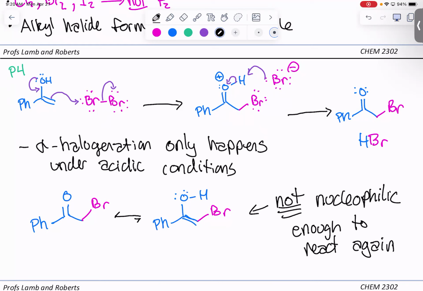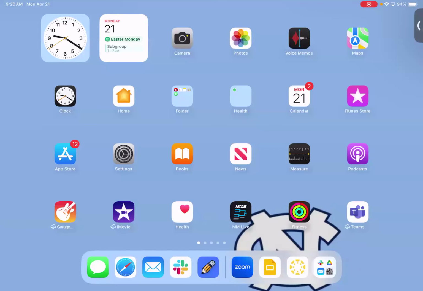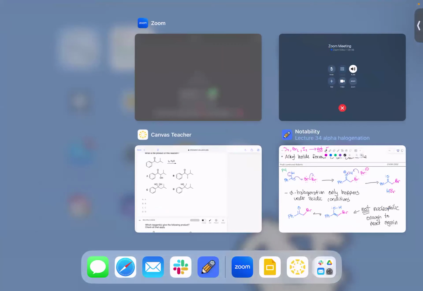All right, so if any of you thought, hey, that looks like something that could react again, you're absolutely on the right track there. But for the reason that that bromide is there, that electron withdrawing group, we don't see that again. All right, so let's take a look at our first chime-in question for today and make sure that we are kind of getting this concept.